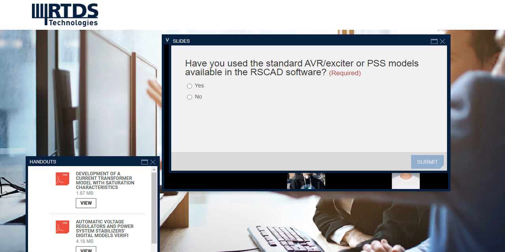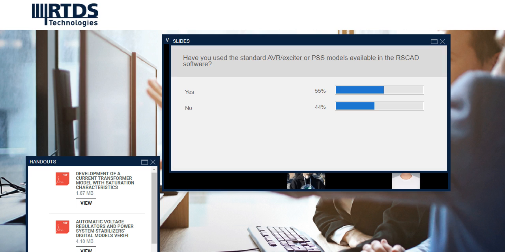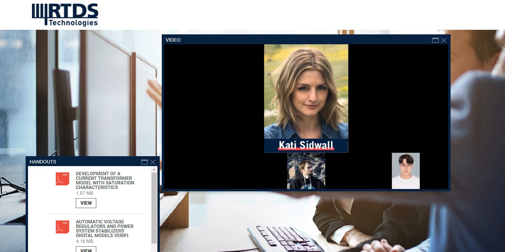The first question is for Yeong. Is it difficult to consider secondary winding resistance or leakage reactance in your user-defined CT model?